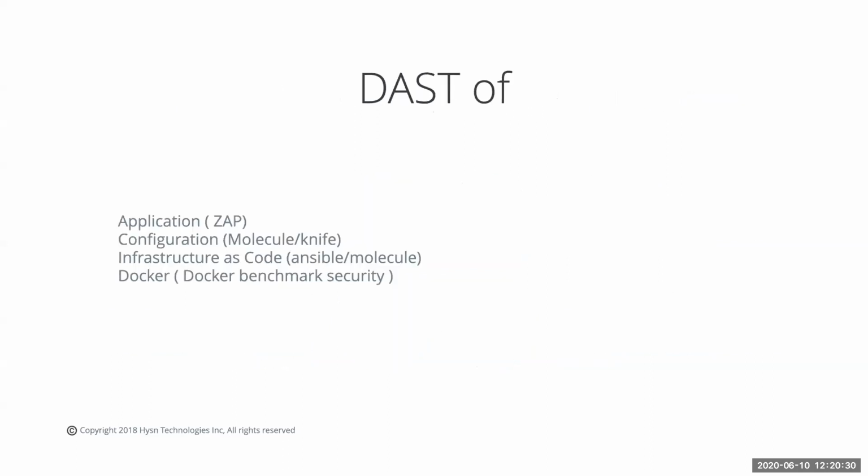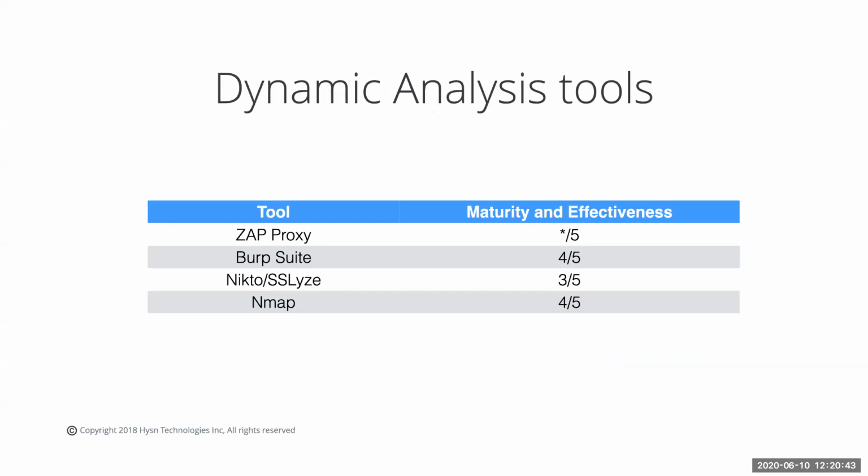Right? So dynamic analysis, you can do it for applications, you can do it for configurations, infrastructure as code, Docker, benchmark security specifically, and a bunch of other ones. So you can do dynamic analysis for a lot of things. Right? When it comes to tooling, you have Zap, which can add a lot of value in a CI/CD pipeline. You also have SSLyze, you have Nmap. So we'll talk about each of those tools in a minute.